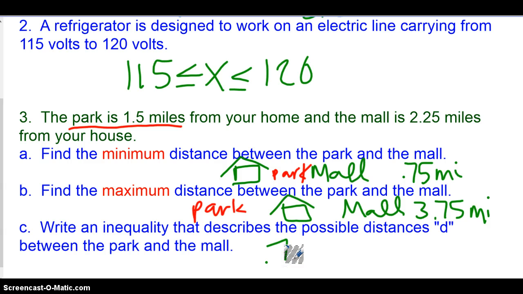Then write an inequality. 0.75, 3.75. The D's in the middle. It could be exactly that. Could be exactly that. Or anywhere in between. So there's your lesson for today.